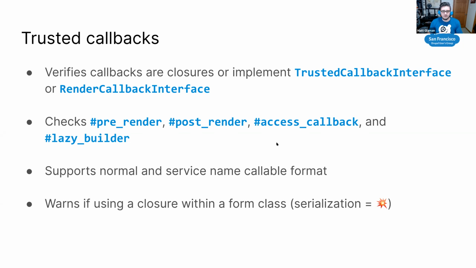It also warns you if using a closure within a form class. If you don't know, closures, anonymous functions, can't be serialized in the database. It doesn't work. And Drupal forms get serialized to the database all the time. So when you submit a form, it caches the form in the database and then loads it back up in processing. So it warns you if you've attached a closure to a form, as best that it can. If you were to attach a closure in an element that's in a form, it won't detect that. But if you're in a form class and you write something, it will be able to detect that for you.